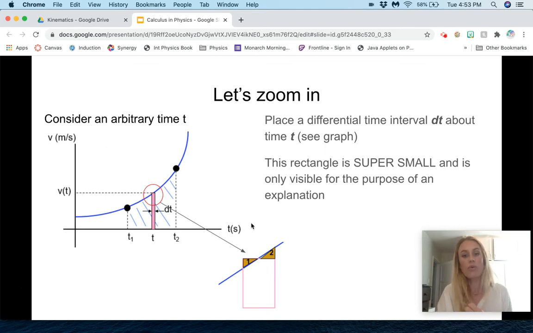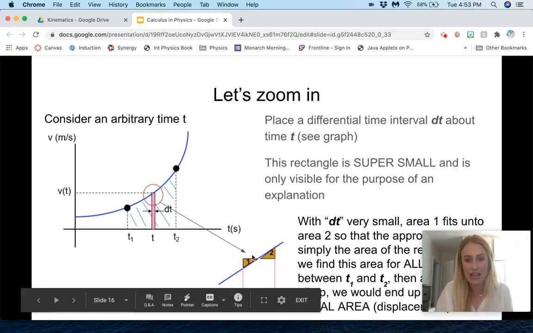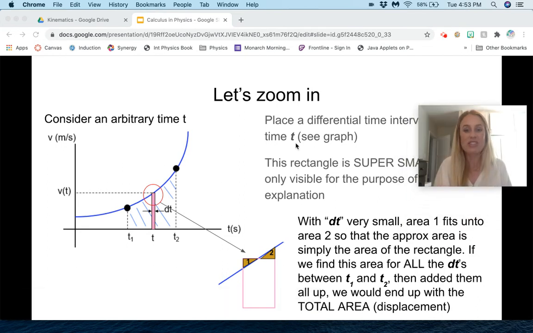All right, so what we're doing here is, with that dt being very, very small, that area number 1 fits into area number 2, because area number 2 is under the curve, and we're taking the area under the curve, so that the approximate area is simply the area of a rectangle. So if we find all the areas for all the dt's between t1 and t2 and then add them all up, we find the total area, which in this case would be displacement because we have a velocity versus time curve. All right, so if we have a way to do this, we can find the area under the curve.